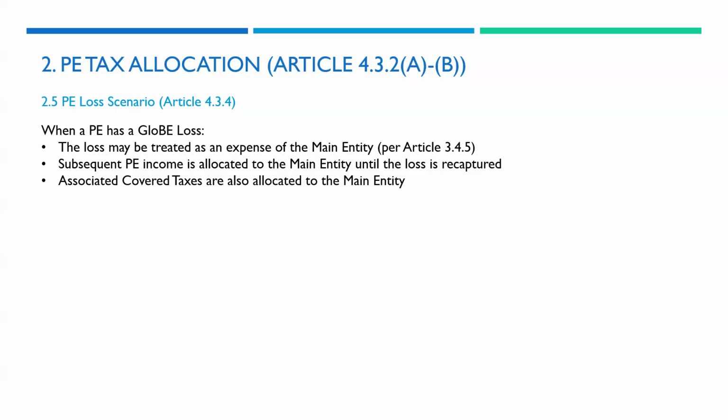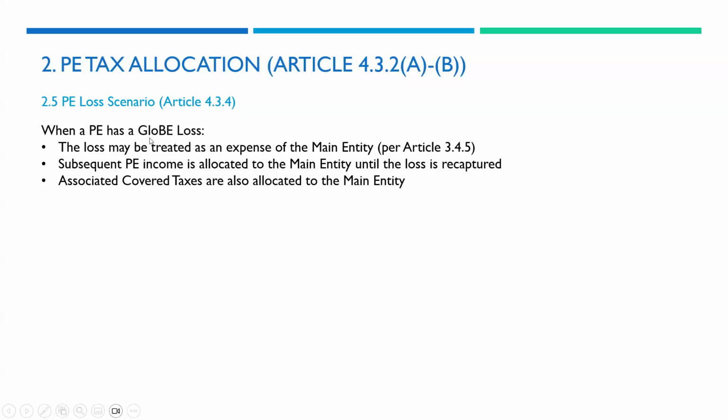We discussed this. And subsequently, if there is income for the PE, then that would be considered as tax and income of the main entity. Till the loss is recaptured, we will not be filing any GIR, we will be mentioning only zero in the GIR return of the PE. I took an example of revaluation reserve and all for this.